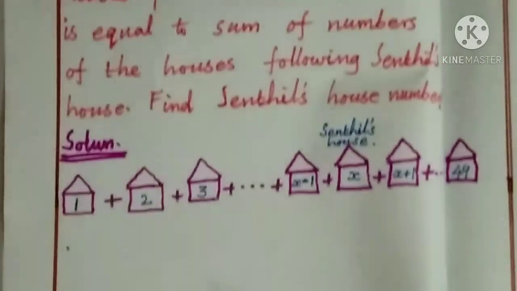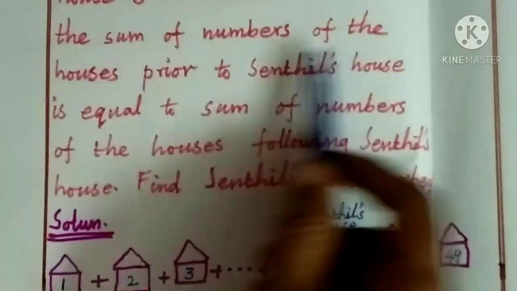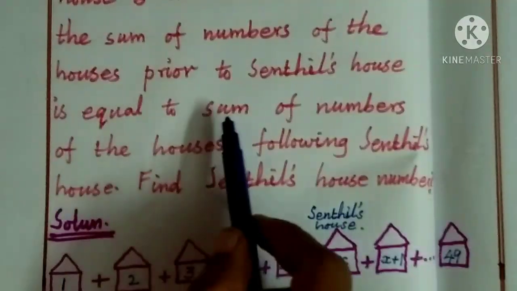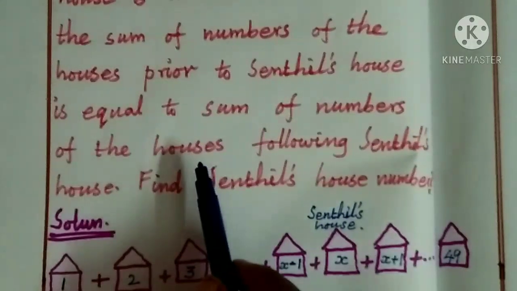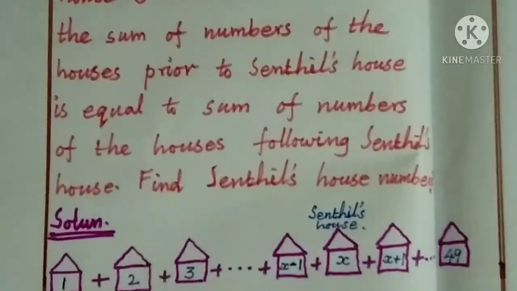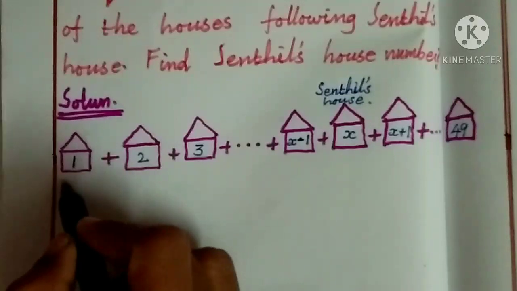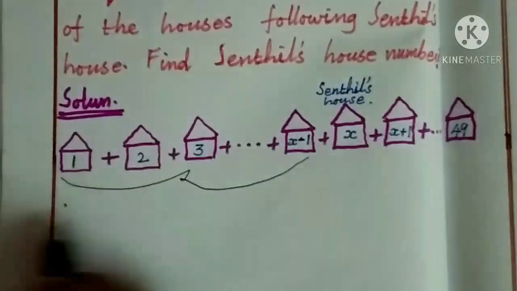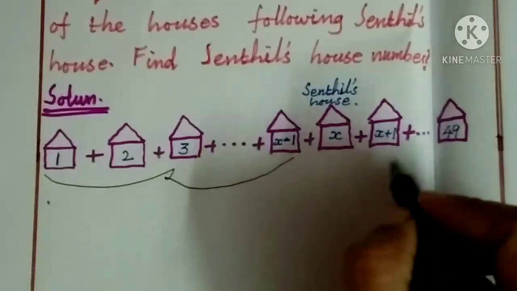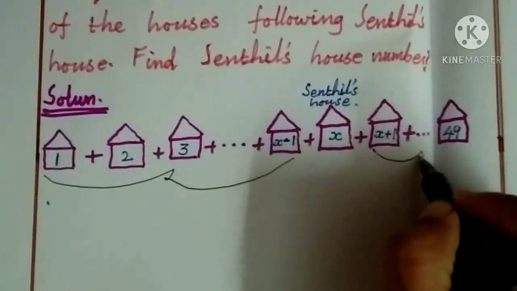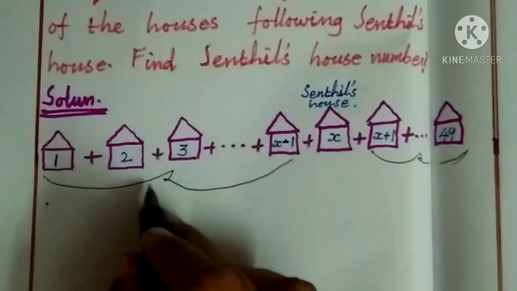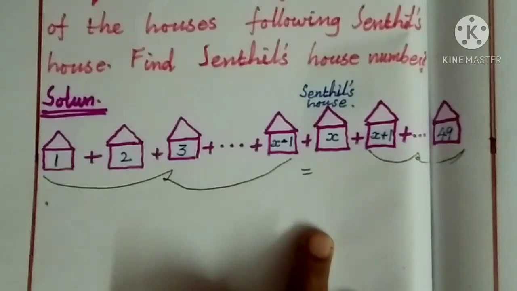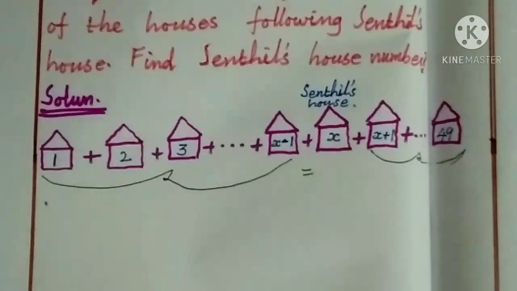Next important given in the question. The sum of the numbers of the houses prior to Senthil's house is equal to the sum of the numbers of the houses following Senthil's house. It means the sum of the houses prior to Senthil's house is equal to the sum of the houses after Senthil's house. Both sums are equal. From this given, we have to find Senthil's house number.